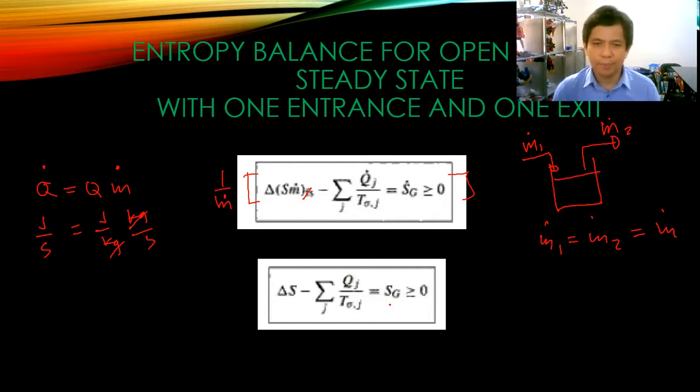Tapos yung SG, ganun din, yung rate ng entropy generation pag dinivide niyo ng M dot, you will have this: delta S minus summation of Q divided by T is equals to SG. This should be greater than or equal to 0. So ito yung gagamitin nating equation to solve our sample problem.